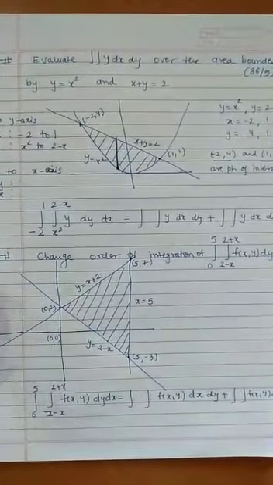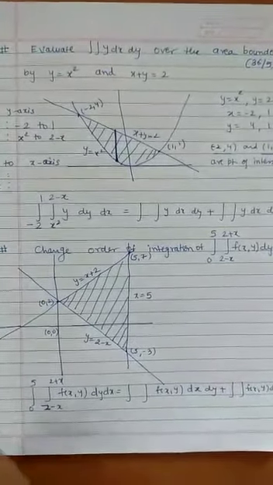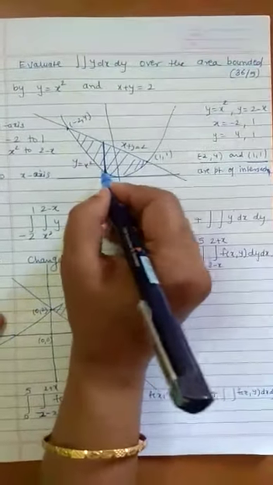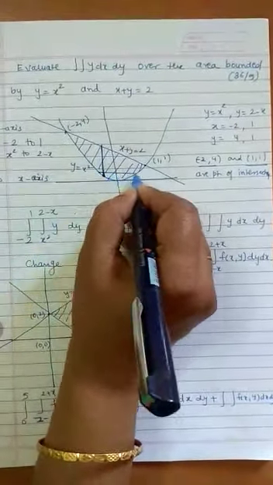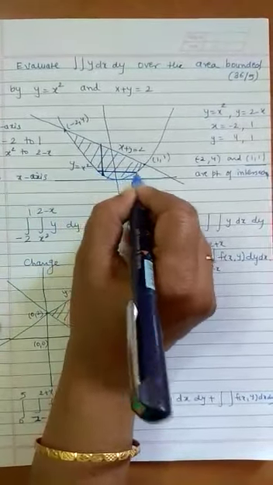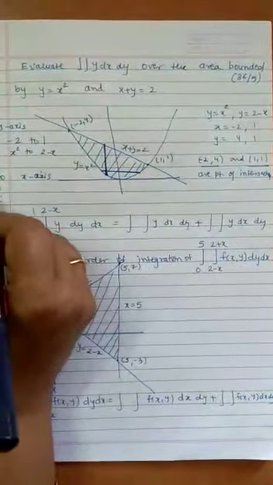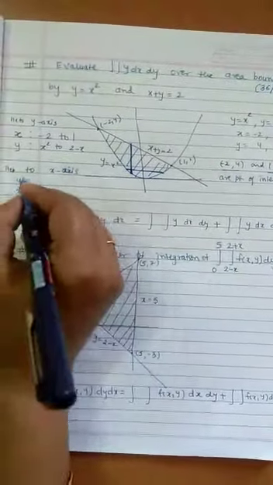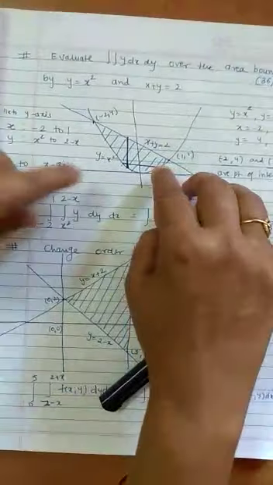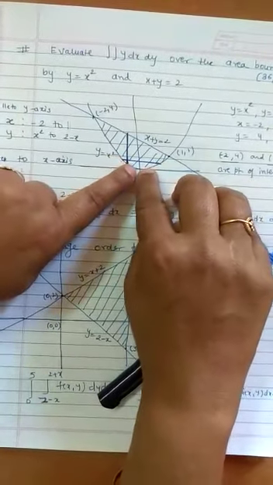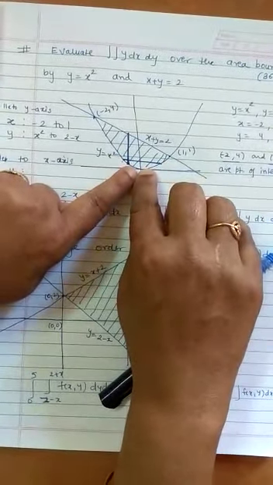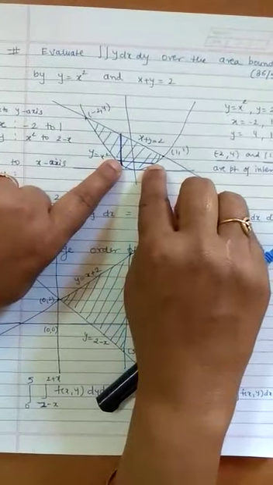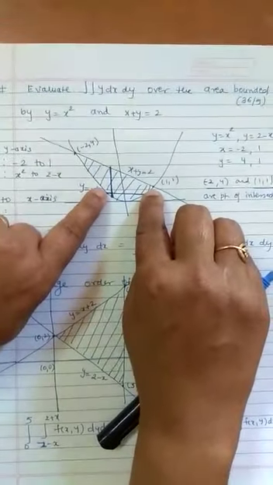Now, if I am asked to change the order of integration, I need to take a strip parallel to the x-axis. If my strip is parallel to the x-axis, the limits of y are constant. That means I need to move this strip from bottom to top. At the bottom, my y is 0. I started walking, and on both sides I am having a parabola.